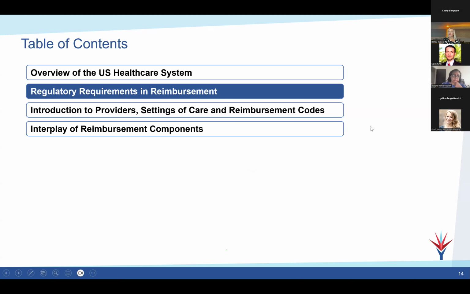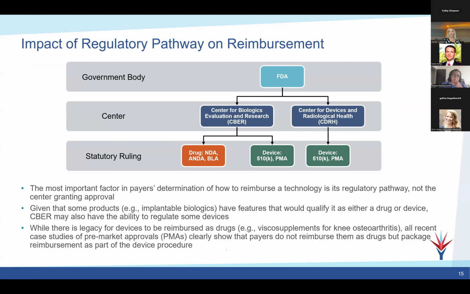So I actually only have one slide on regulatory requirements, because then I want to get into coverage, coding and payment, which is really the crux of a lot of this. The most important factor in payers' determination of how to reimburse a technology is not the center in which it's being evaluated, CBER or CDRH, but instead it's regulatory pathway.